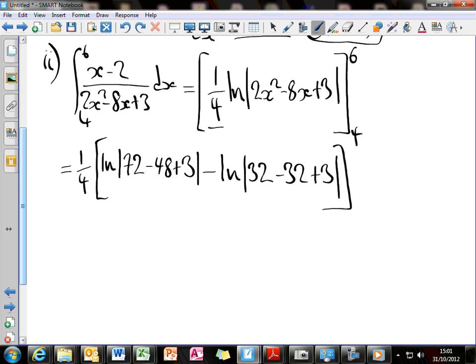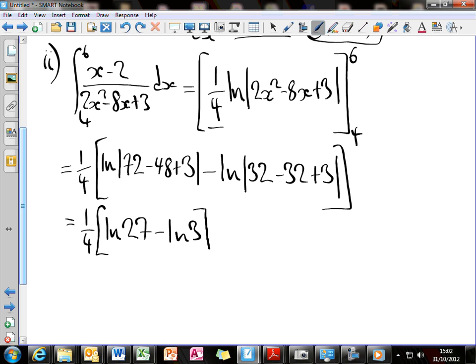and that's that. And there's a quarter here still. Everything gets multiplied by a quarter. So this is going to be 1 quarter ln 27, take away ln 3.